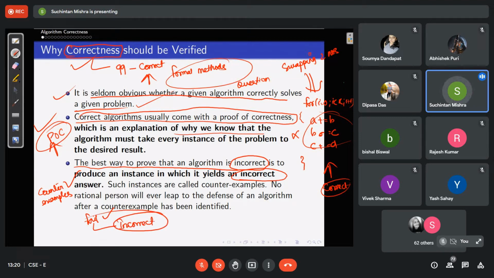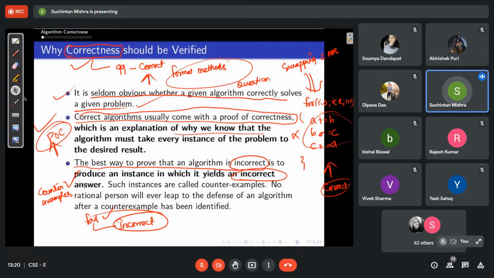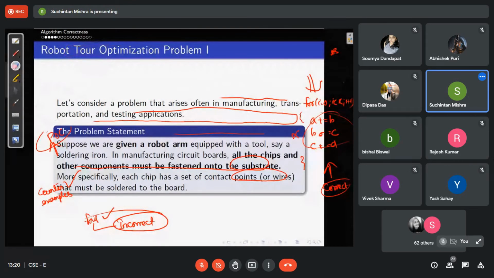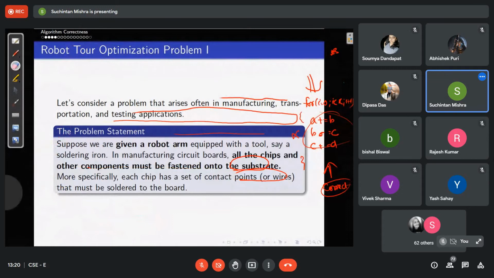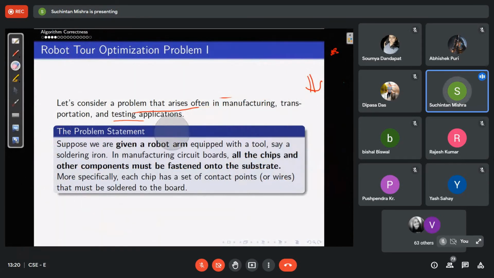So yes, let us go into the details of your counter example using the problem of robot tour optimization. What is a robot and how will it optimize its tour? Why will it optimize its tour? Suppose there is a robot and this robot has a robotic arm. This arm can do a lot of things.